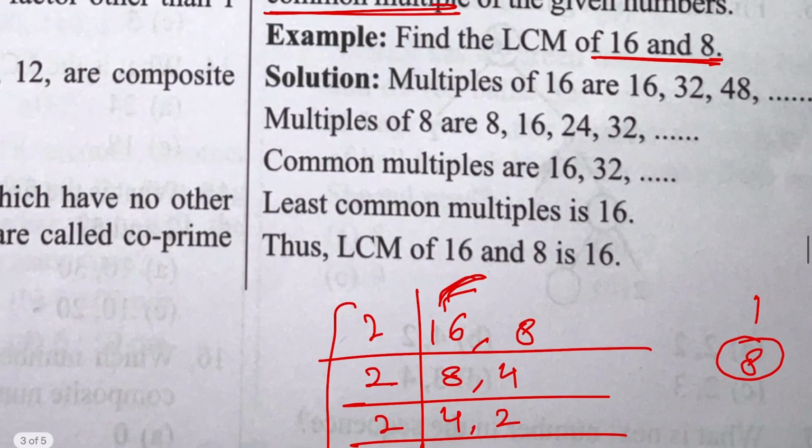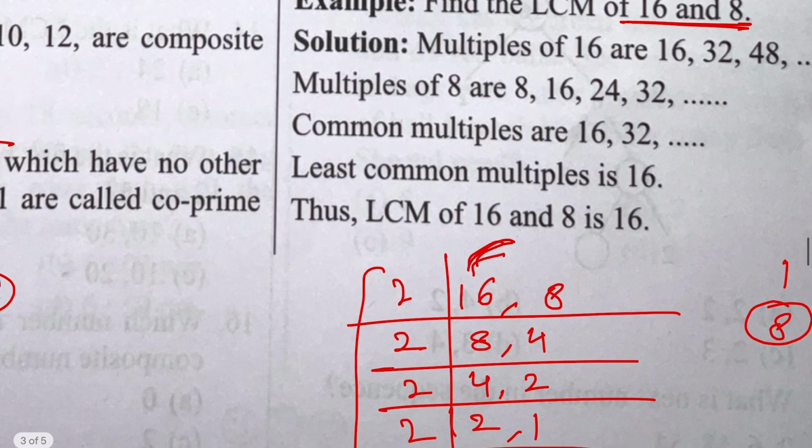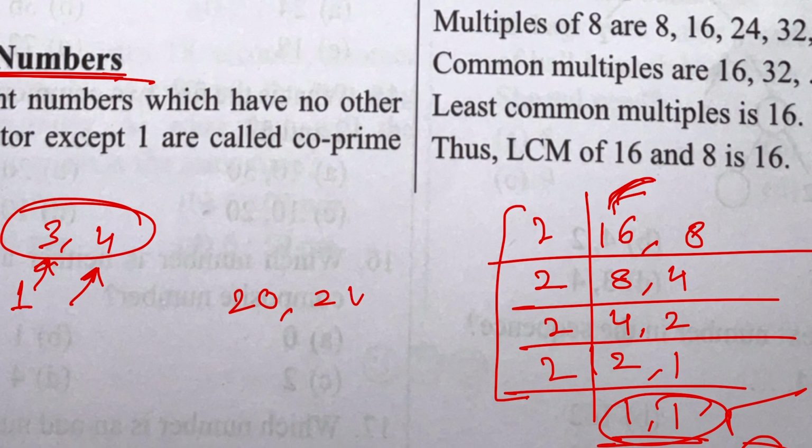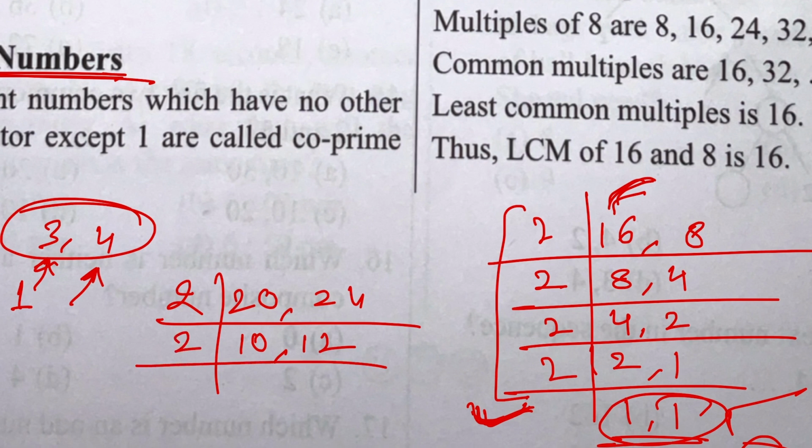So LCM of 8 and 16. Now we find out, say for example, 20 and 24. Can you find out the LCM of these numbers? So we will start doing this method. What is this method called? Common division method. So 2 is the smallest common divisor. So 10 and here 12. Again 2 5s are 10 and 2 6s are 12. Again now 5, because we need to have 1, 1.